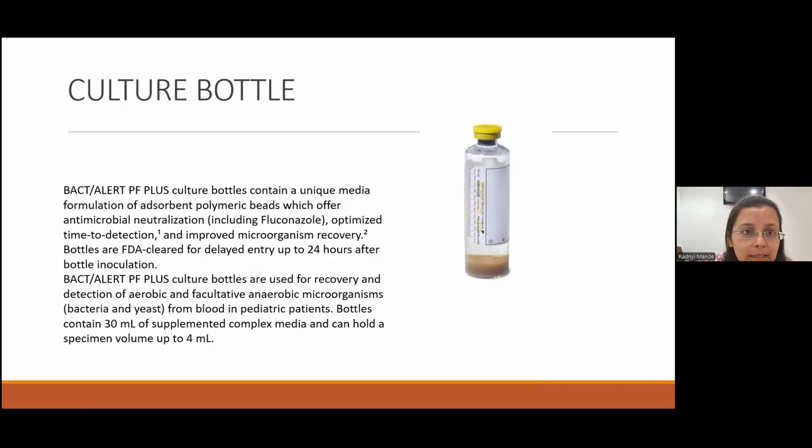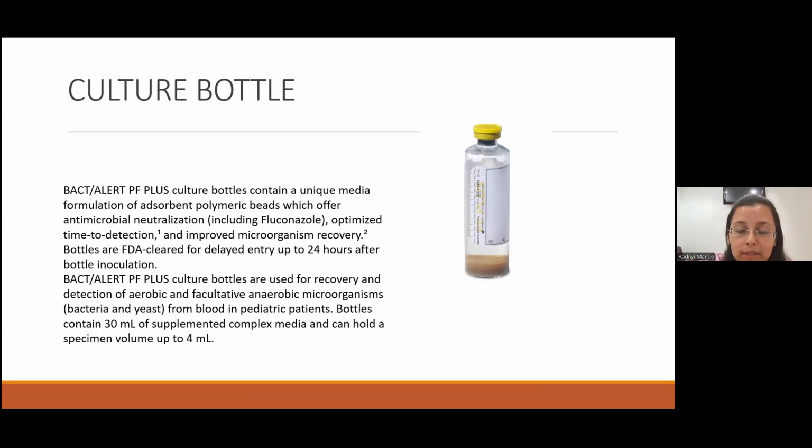This pediatric culture bottle is the Bactec PF Plus culture bottle. It contains a unique media formulation of adsorbent polymeric beads, which offer antimicrobial neutralization. These bottles are FDA cleared for delayed entry up to 24 hours after bottle inoculation. And these bottles are used for recovery and detection of aerobic and facultative anaerobic microorganisms.